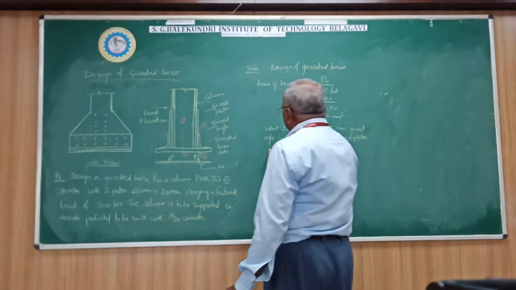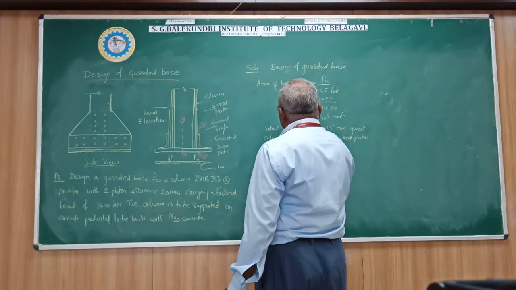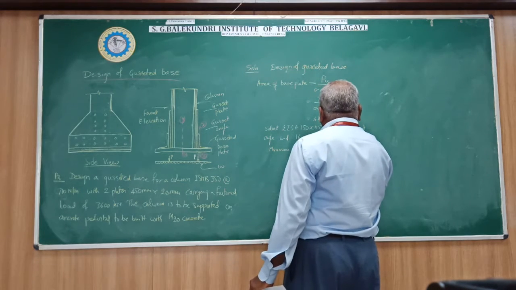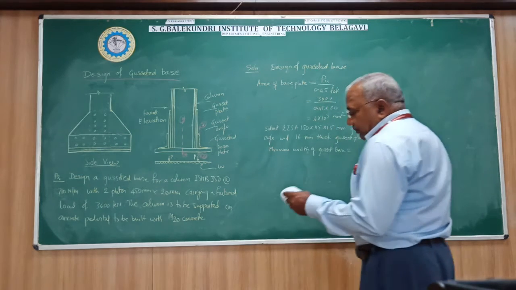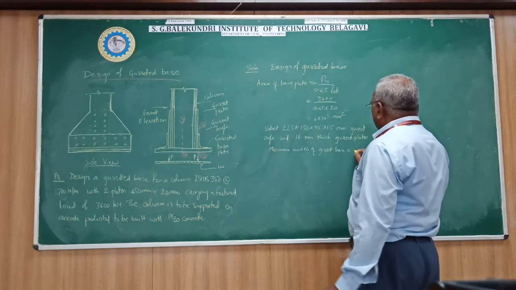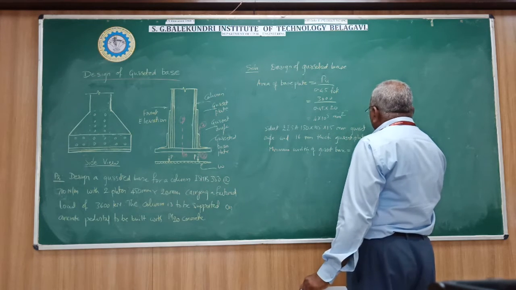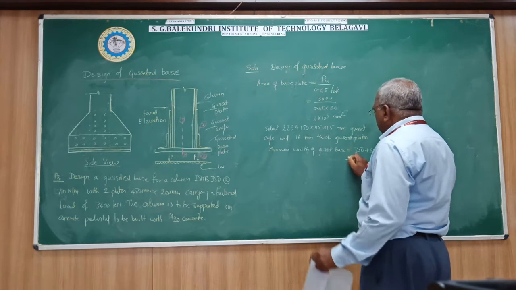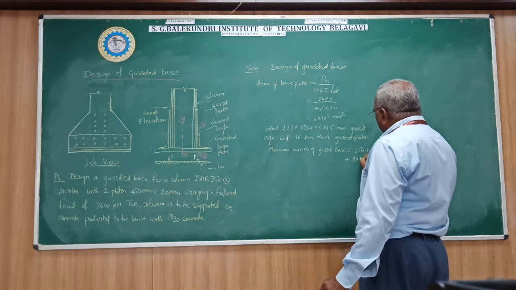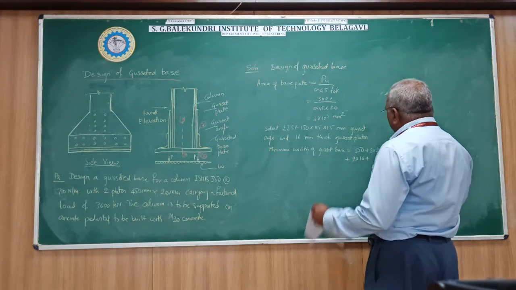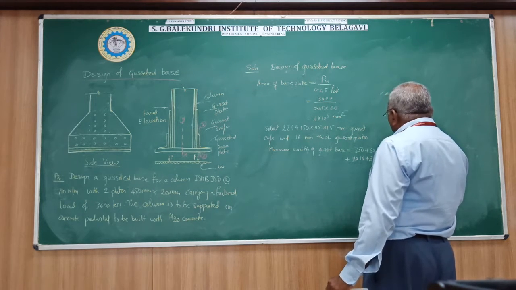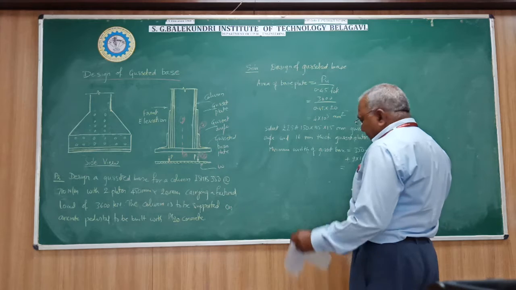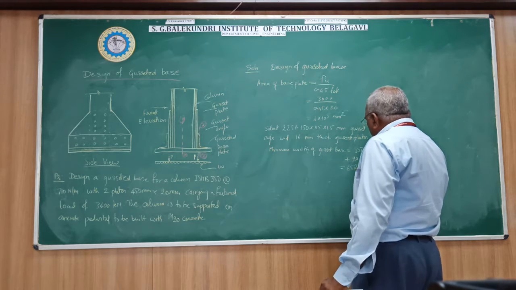Okay, so the minimum width of the gusset base is equal to 350, that is the depth of the column, plus two cover plates, so 2 into 20, plus 2 gusset plates 16 mm thick, plus the horizontal legs of the two ISA 115 angle sections. So the minimum width of the gusset base required is 652 millimeters.